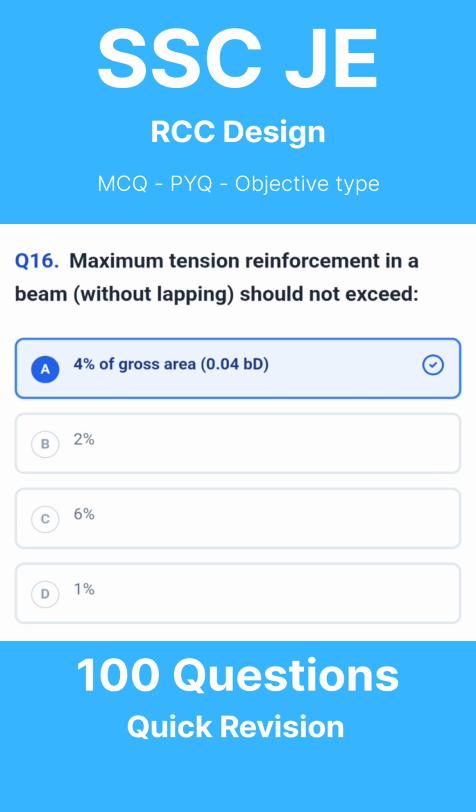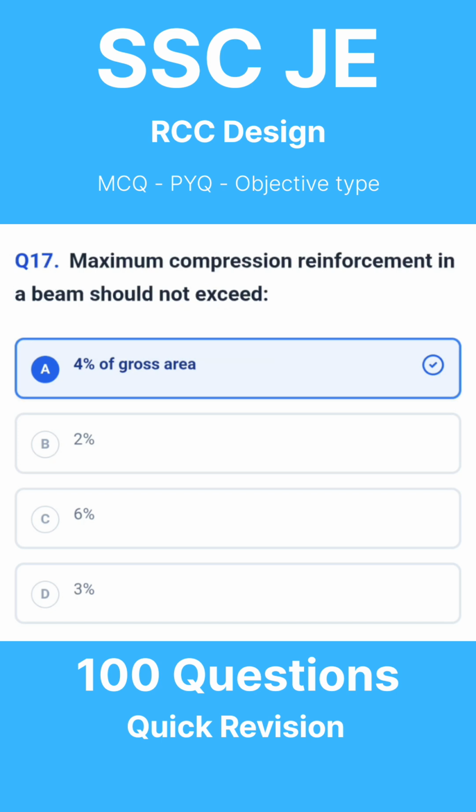Question 16. Maximum tension reinforcement in a beam without lapping should not exceed. The correct answer is 4% of gross area, 0.04 bD. Question 17. Maximum compression reinforcement in a beam should not exceed. The correct answer is 4% of gross area.